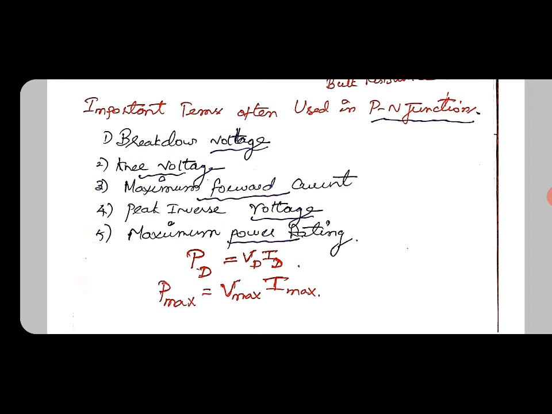The power rating is defined as the maximum power the diode can safely dissipate without shortening its life or degrading its properties. That is, Pmax equals Vmax times Imax. Here Vmax is the voltage corresponding to Imax.